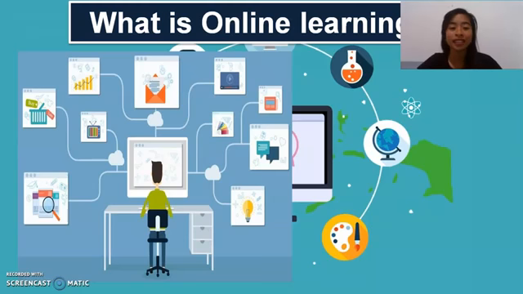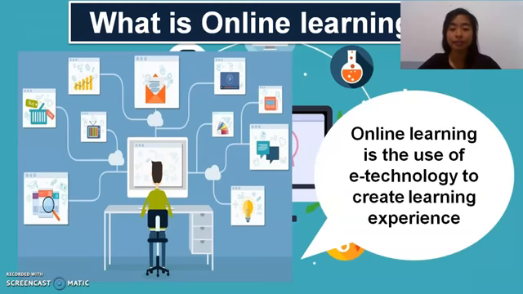So what exactly does online learning mean? Online learning is the use of e-technology to create a learning experience. If you use e-technology and you get the information, and the point is you got the learning experience, it means that you are in online learning. So online learning can be divided into two parts.